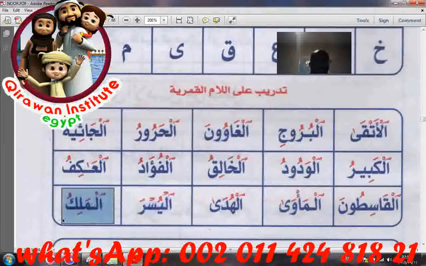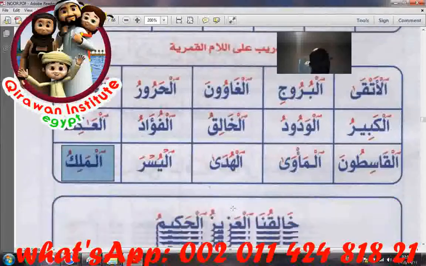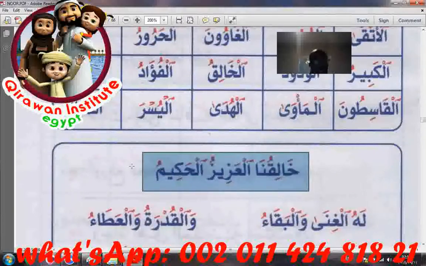Al-yusra. Al-maliku. Al-maliku. Al-maliku. Kalikuna, al-azizu al-hakim. Kalikuna. Kalikuna, al-azizu al-hakim.